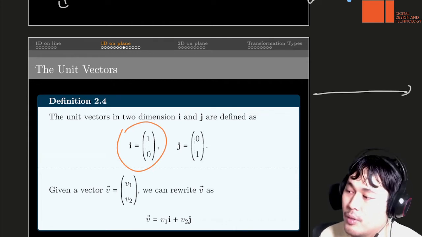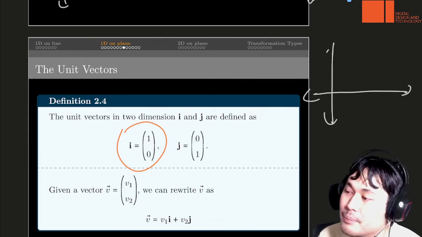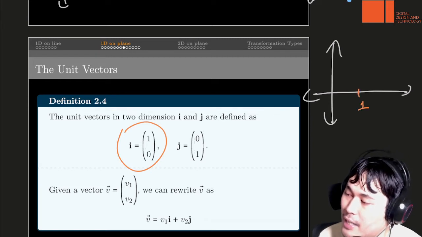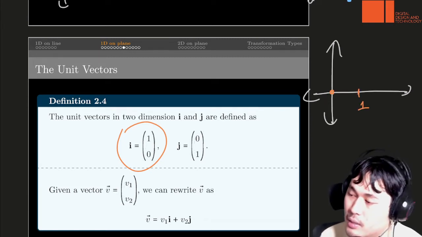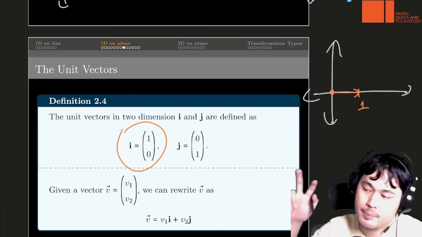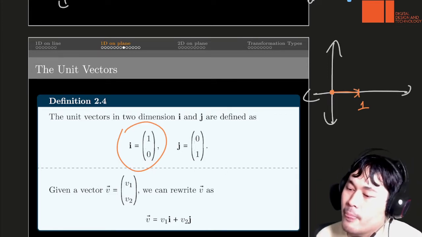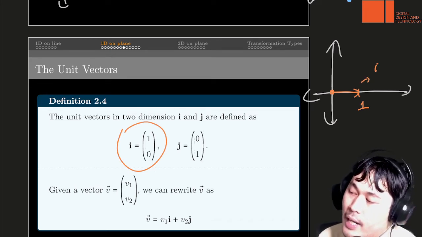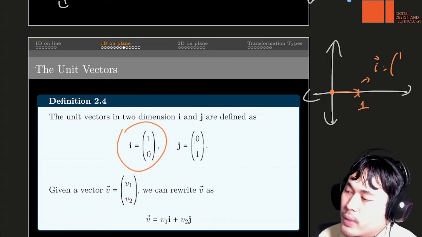So again, if you go back to the plane, moving 1 step right means you start at 0, the origin, and then you move to this point. And that's what we mean by 1 step to the right. And that indeed can be represented as a vector i, which is the vector (1, 0).